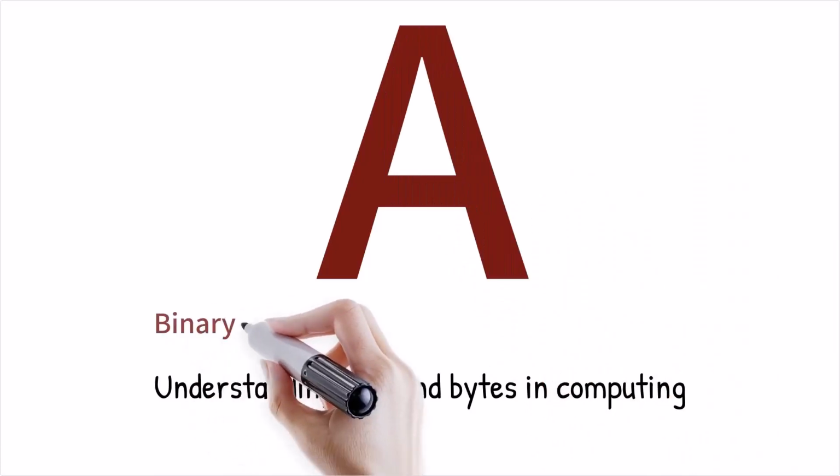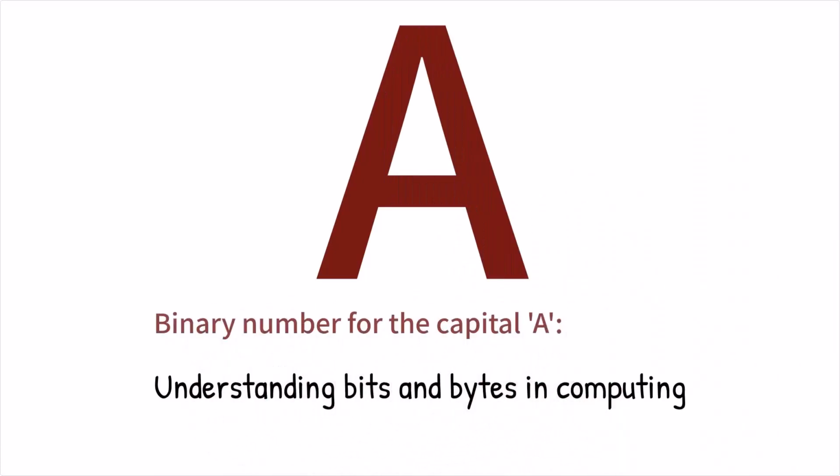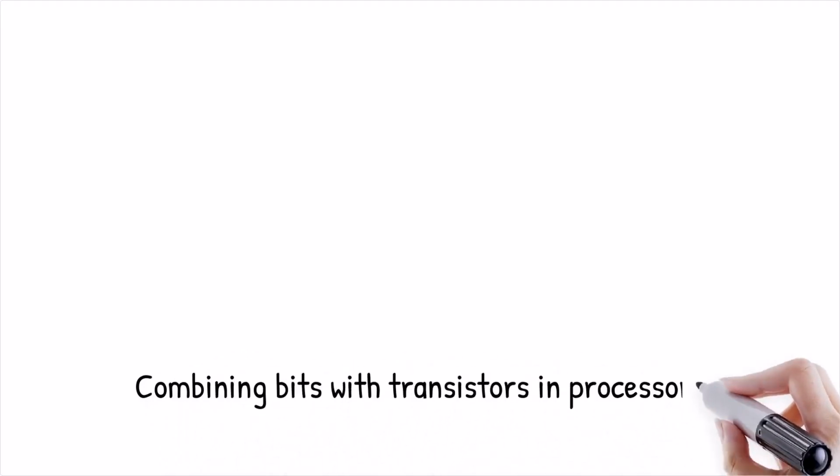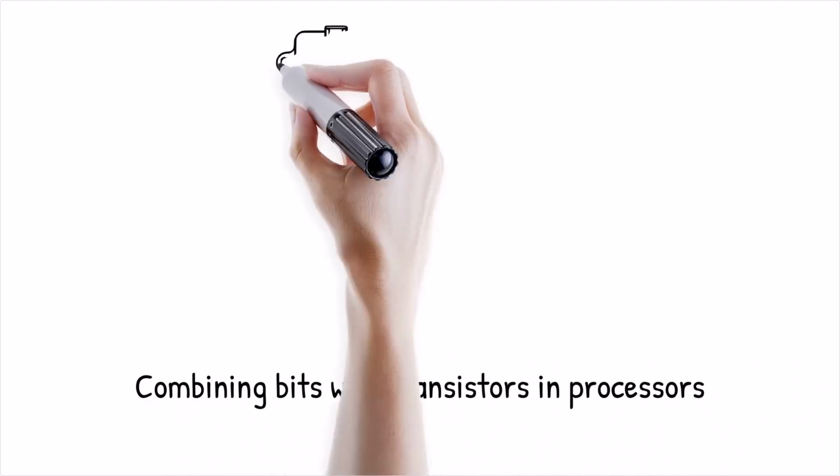8 bits form a byte, which can represent letters, numbers, or symbols. For example, the letter A is 010001 in binary. While binary might seem limited, it's incredibly powerful. By combining bits in countless ways, computers can represent any type of information.